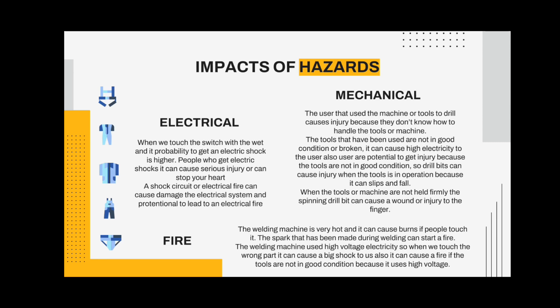The last one is mechanical hazard impact. For example, the user who uses a machine or tools to drill can be injured because they don't know how to handle the tool or machine. The tools that are used may not be in good condition or may be broken. It can cause high electricity to the user. Also, there is potential for injury because the tools are not in good condition. Drill bits can cause injury when the tool is in operation because it can slip and fall. When the tool or machine is not held firmly, the spinning drill bit can cause wounds or injury to the fingers.